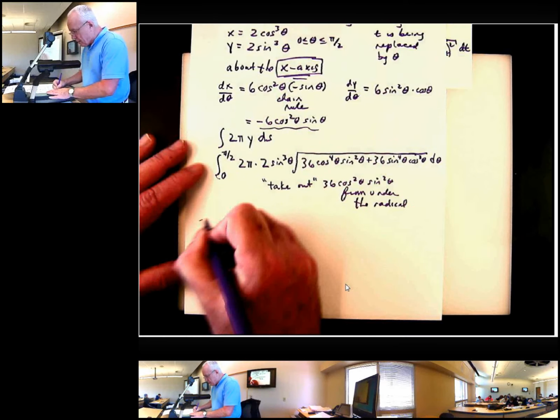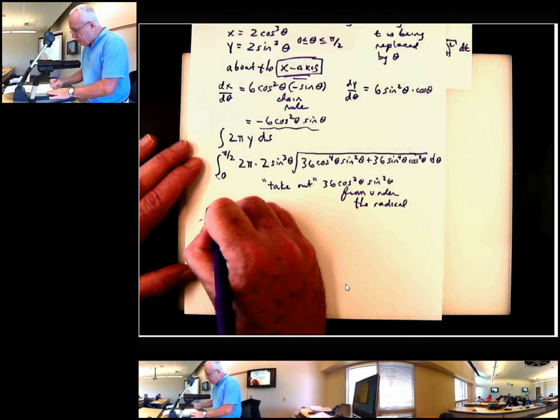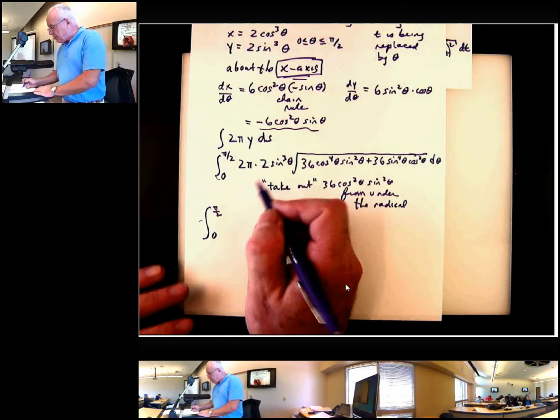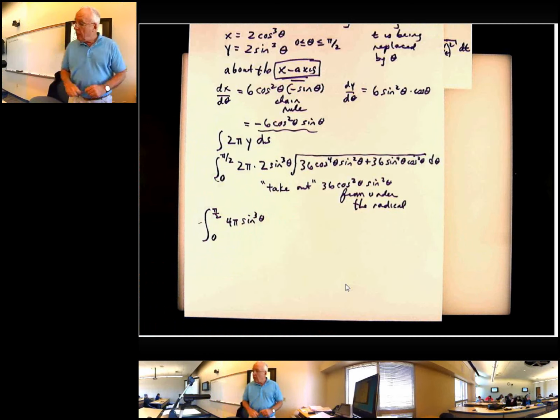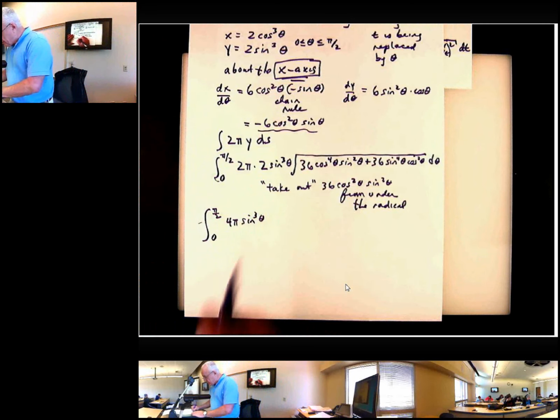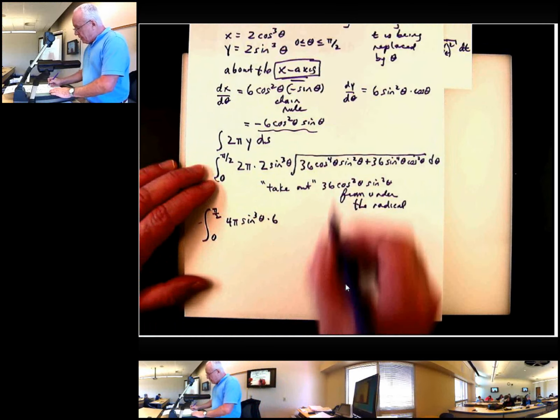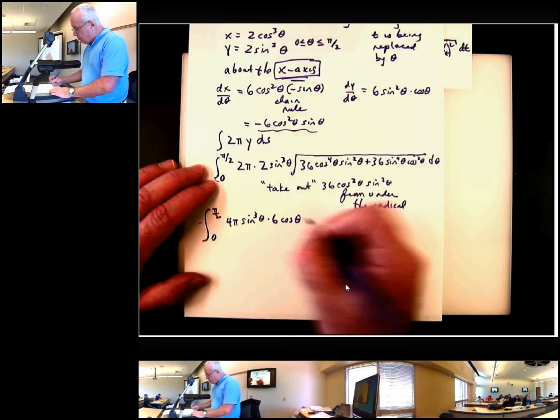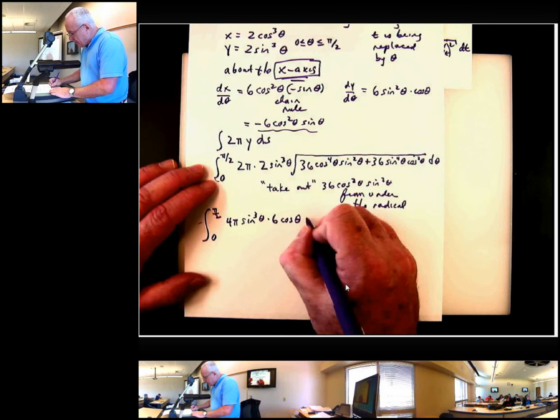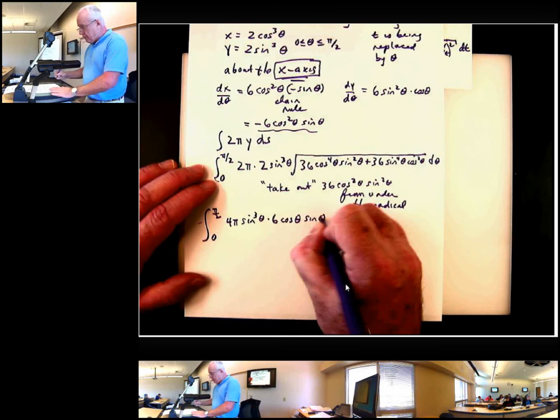Okay, let's see what we get here. 0 to pi over 2. Why don't I multiply this 2 and 2 together? 4 pi sine cubed of theta, so I'm just rewriting it. Okay, so we're going to take out 36, so that's going to give us a 6. We're going to take out cosine squared, that's going to give us a cosine. Sine squared, that's going to give us a sine. Notice that between 0 and pi over 2, both cosine and sine are positive, so I don't have to worry about any plus or minus there. It's going to be a positive result.